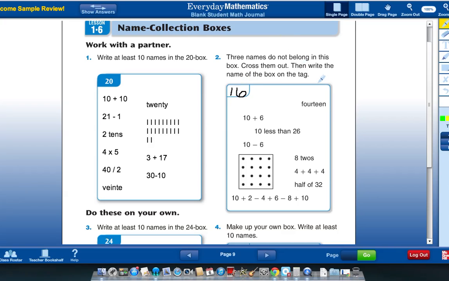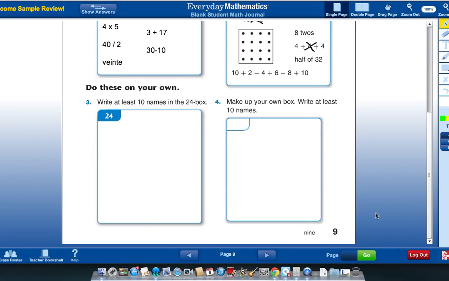Okay, so let's cross out the 3 names that don't belong in this box. So we know that 14, and do this along with me, okay? So 14 is not one of them. We also remember that 10 minus 6 is 4. That's definitely not one of them. And we saw that 4 plus 4 plus 4 is 12. That's definitely not 16. 10 plus 2 is 12. Minus 4 is 8. Plus 6 is 14. Minus 8 is 6. Plus 10 is 16, so that one works. Okay.